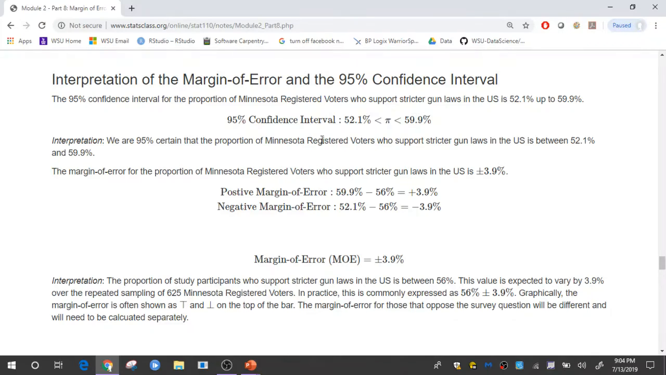Now we can use this confidence interval to compute the margin of error. Again, I just go from each edge. So here I'm going from the upper edge, 59.9 minus the 56, and I get positive 3.9%. So that's going to be the positive margin of error, and then I would also have the negative margin of error.